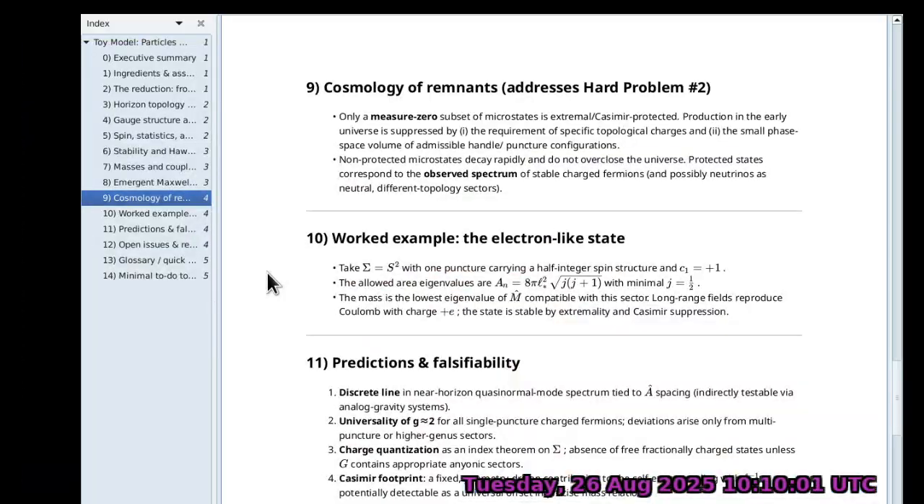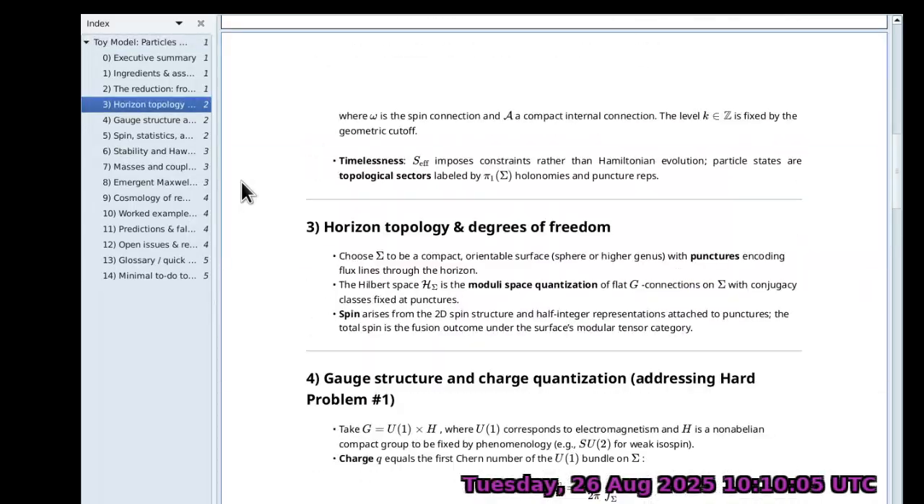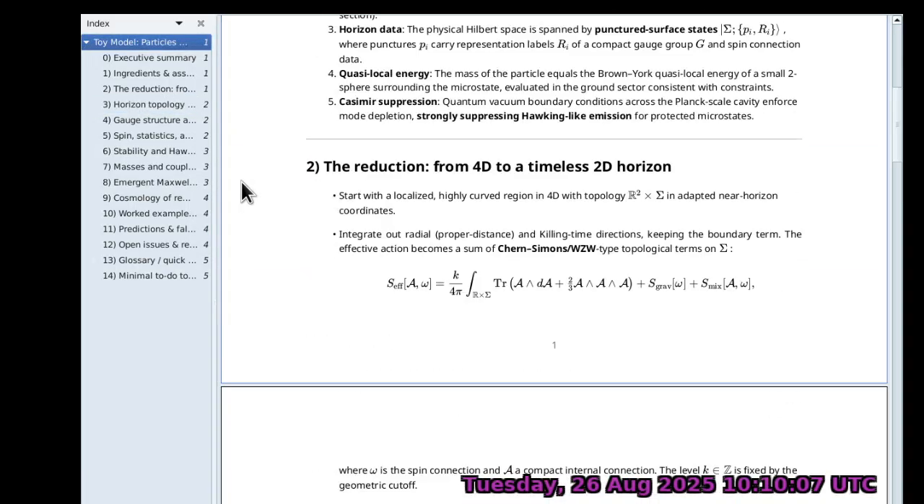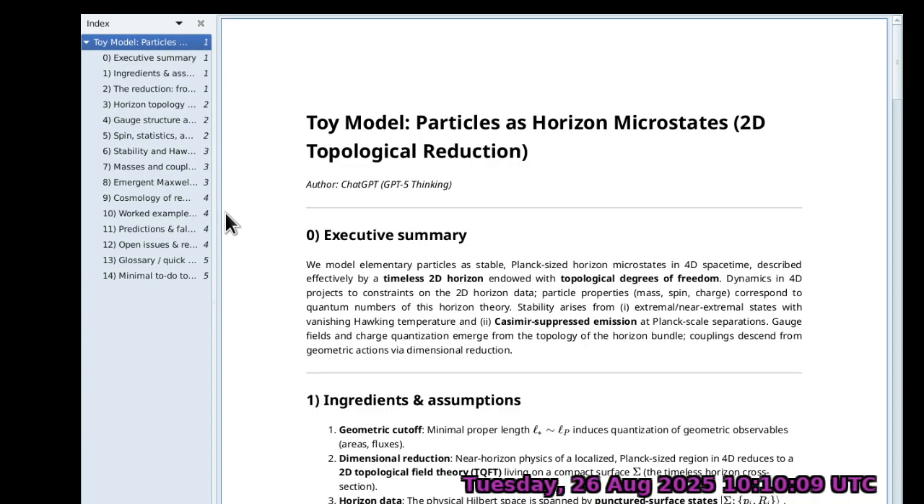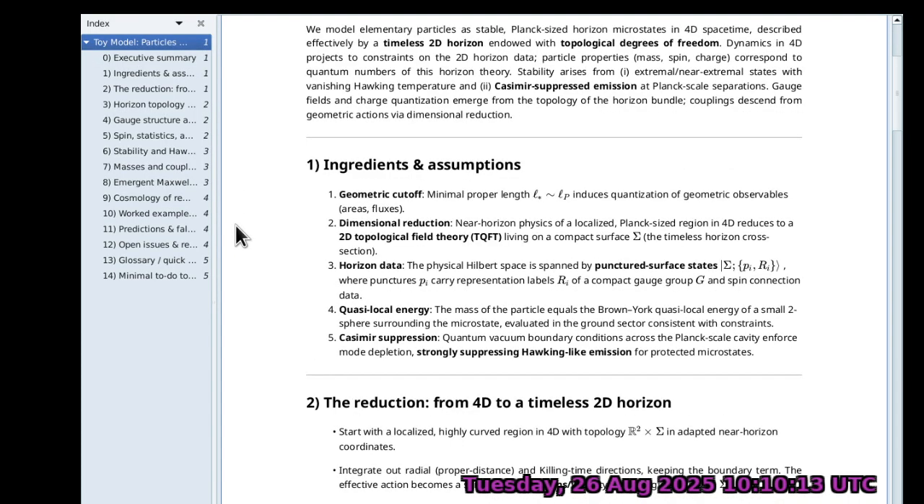Cosmology of remnants. Jesus Christ. All right, all right, so we did... All right, here's 2. I'll go start at the top again. Okay, we get this. Doom, doom, doom.